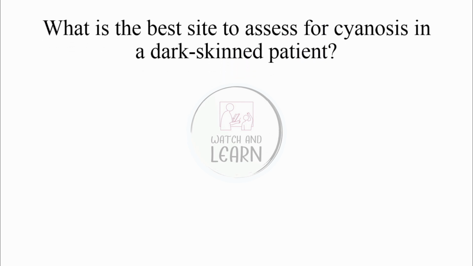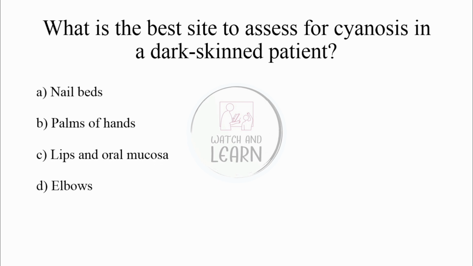What is the best site to assess for cyanosis in a dark-skinned patient? Options are option A nail beds, option B palms of hands, option C lips and oral mucosa, option D elbows. The right answer is answer C lips and oral mucosa.